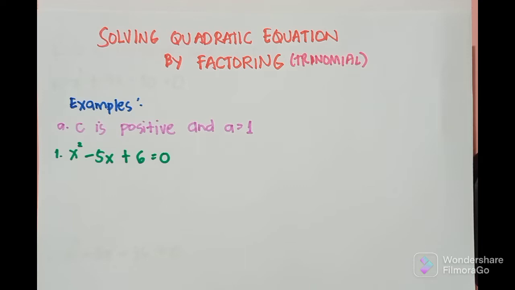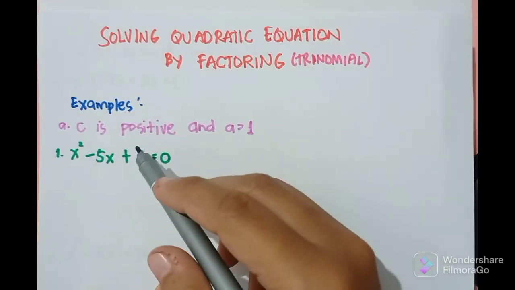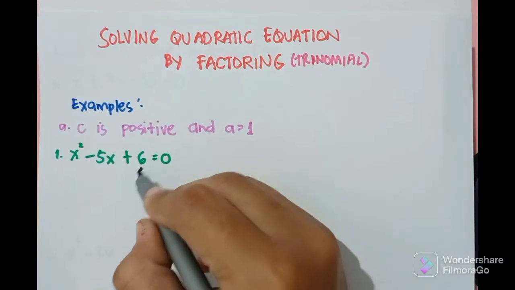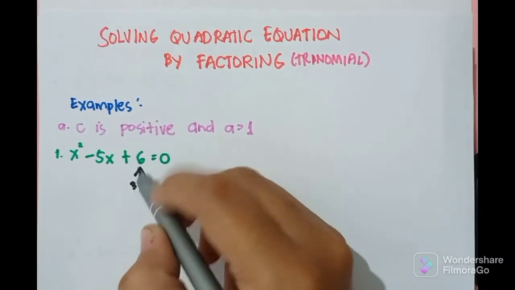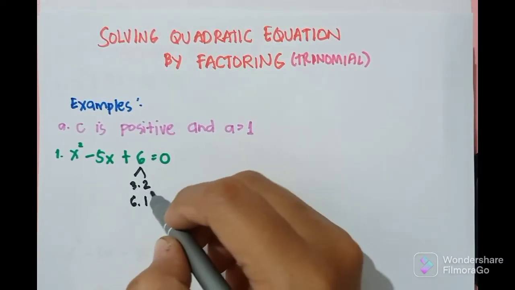So, proceed agad tayo sa example. So, meron tayong a wherein si c daw is positive and a is equal to 1. So, sige, example, x squared minus 5x plus 6. So, una natin gagawin is that hanapin natin yung factor si 6. Ano ba mga factor si 6? So, magiging 3 times 2, ano pa? 6 times 1.